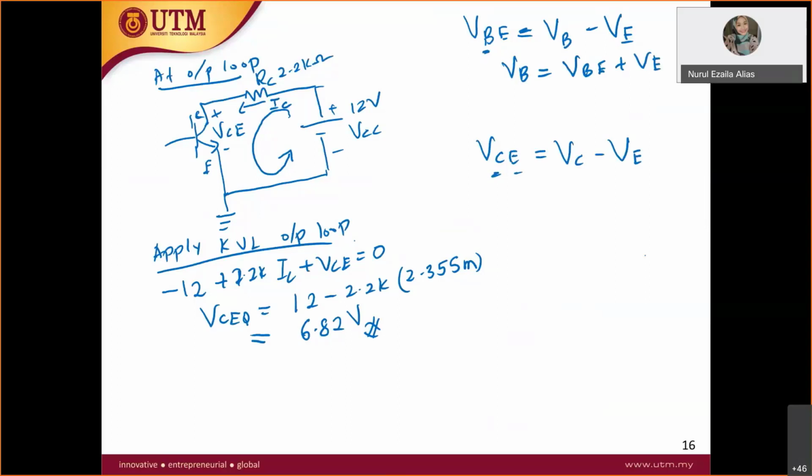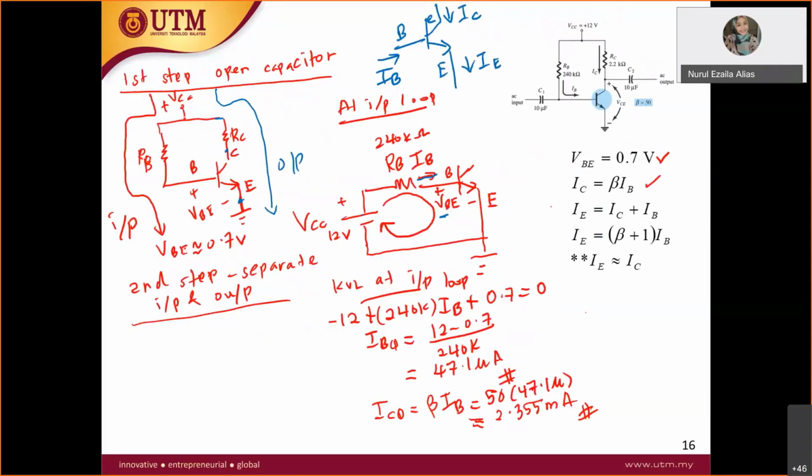Now, what is the VE value? Look at the emitter here. It is grounded. Therefore, VE equals what? 0 volt. It is correct, 0 volt. Therefore, VB is equal to 0.7 volt.